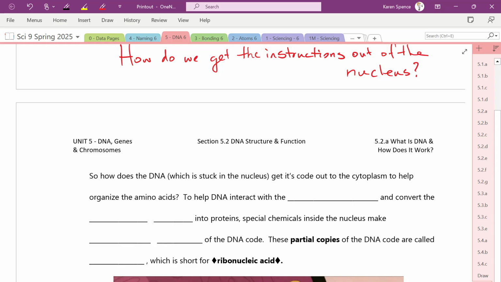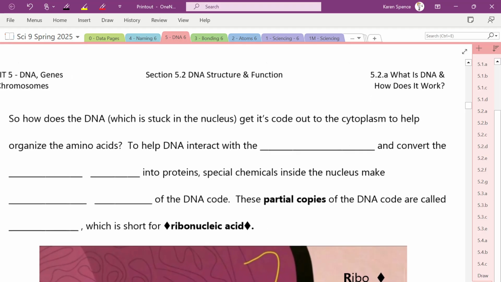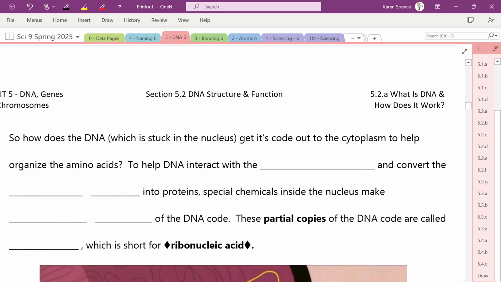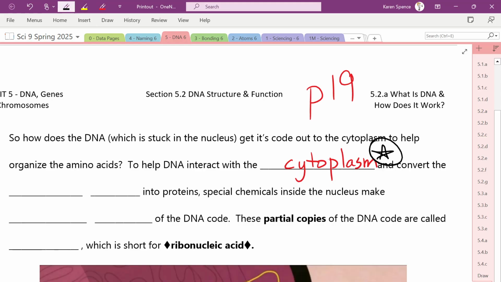the amino acids? To help the DNA interact with the, and we're now on page 19, to help the DNA interact with the cytoplasm. And cytoplasm is, of course, a vocab word. And convert the, what gets converted into proteins? Amino acids. But you're right, it is the RNA.